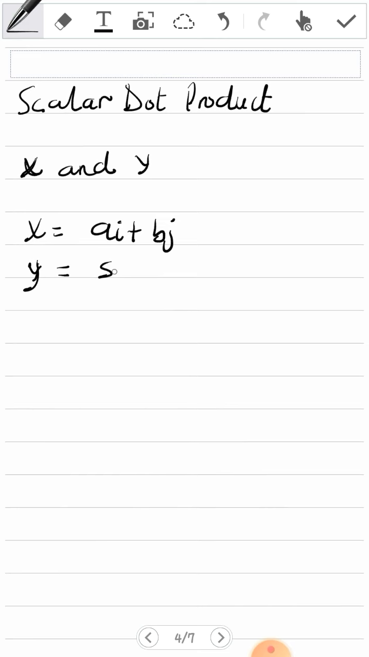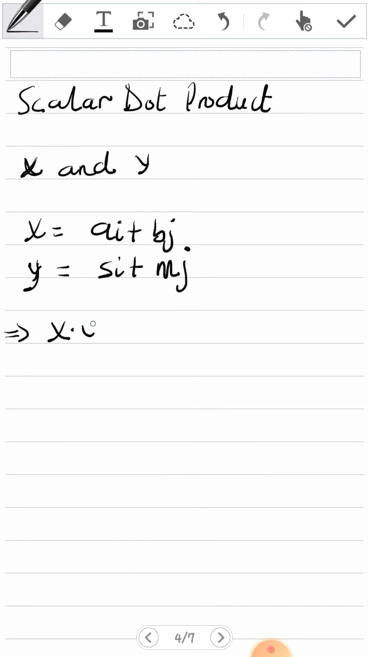Then y is equal to si plus mj, whereby a and s are the x component, and b and m are the y component. So we are going to get this.